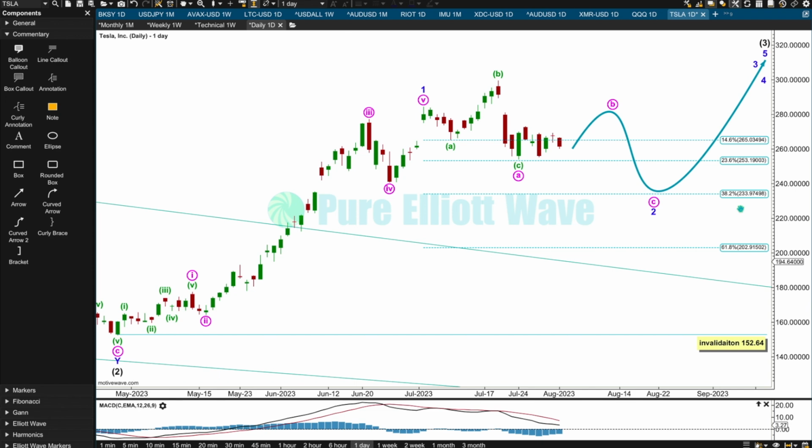That looks about reasonable. The most likely structure for minor 2 would be an expanded flat, or next structure, a regular flat. It could also be a combination or a double flat. And then a resumption of the bull market. Within the next move for Tesla should be a third wave at minor and intermediate degree within primary wave 1. So that's the Elliott wave count.